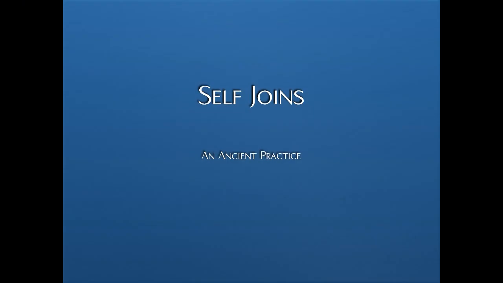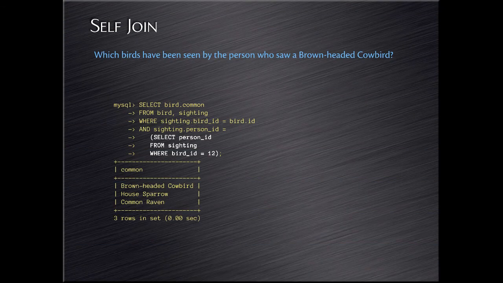One last technique: self join. So here's our old friend. This is the query we started with today. We've seen it twice. Here's the third time. Which birds have been seen by the person who saw the brown-headed cowbird? So again, we do it in two steps. We have to look in the citing table to see who saw the brown-headed cowbird, and then we go through the citing table again to see which other birds they've seen. So we make two passes through the citing table, right?